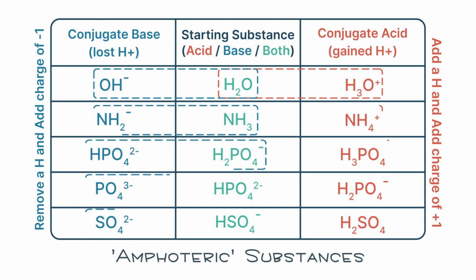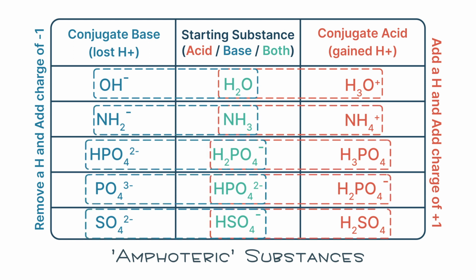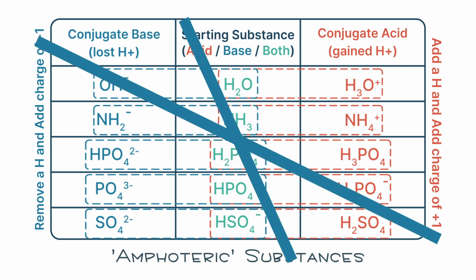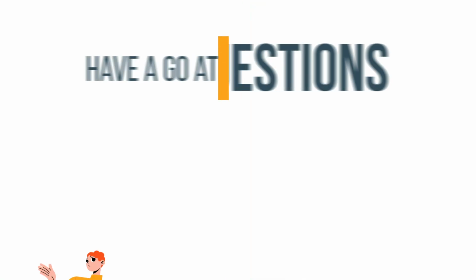In all these examples, the center and left column represent conjugate pairs, and the center and right column represent conjugate pairs, as they differ by only 1 hydrogen atom, or we would say 1 proton. That's it for section 7.1. Have a go with the questions.